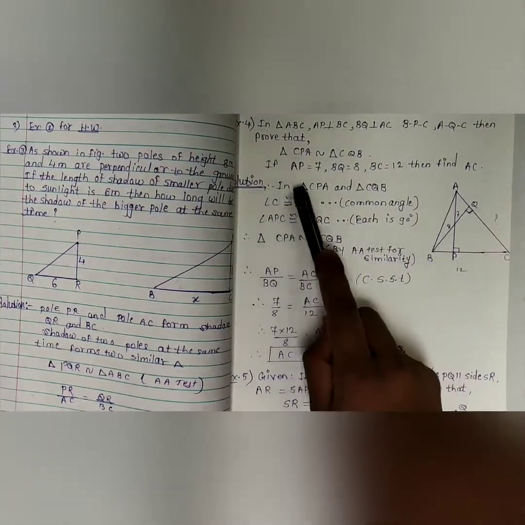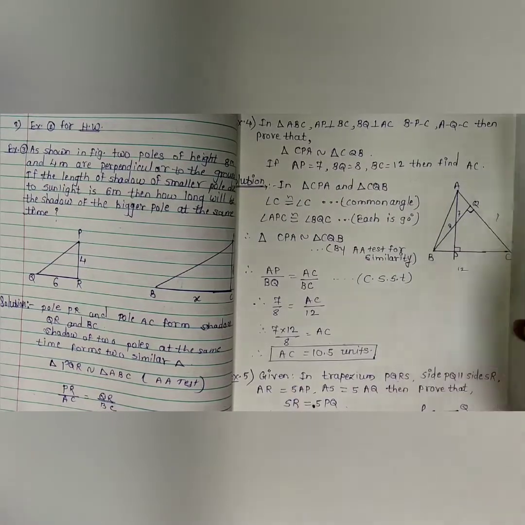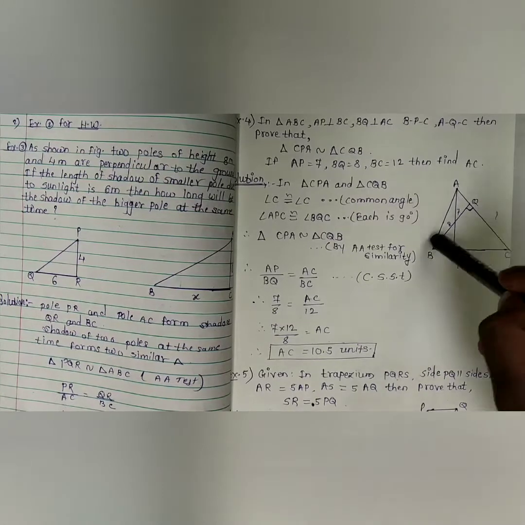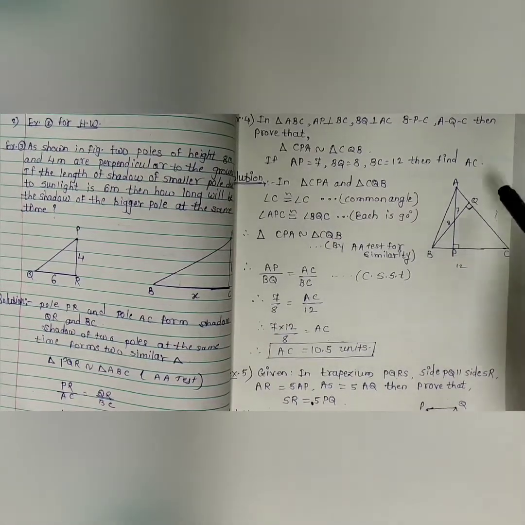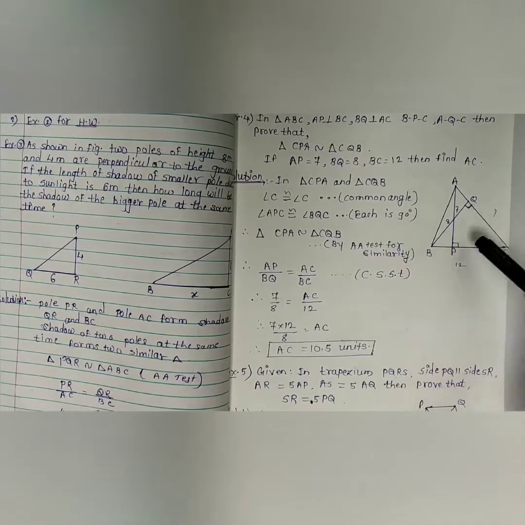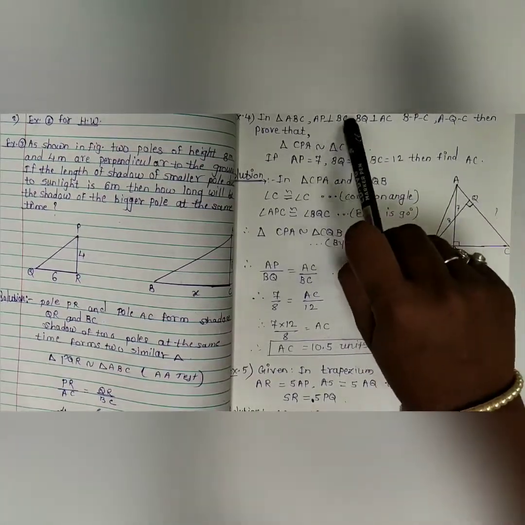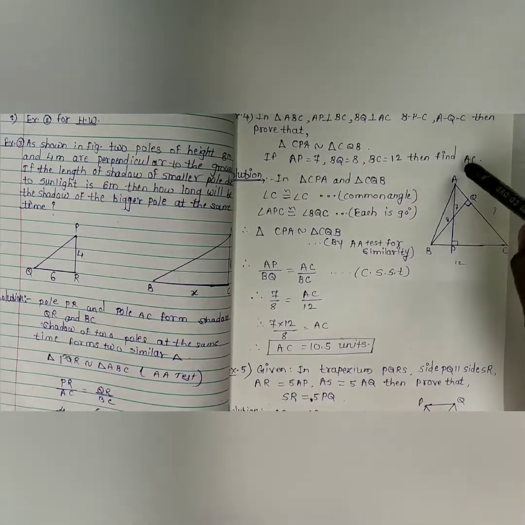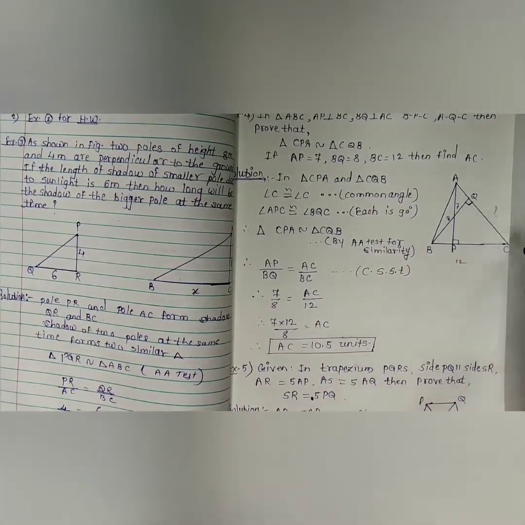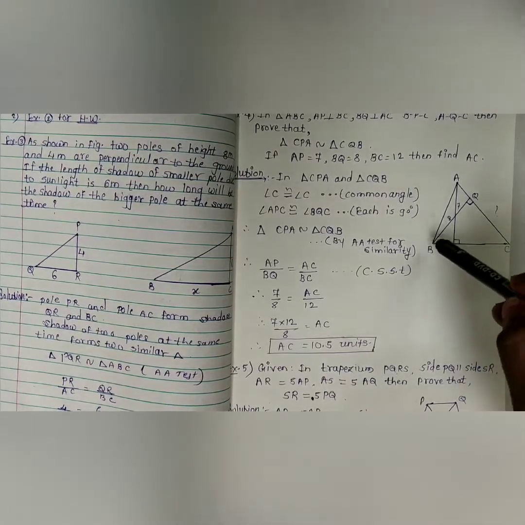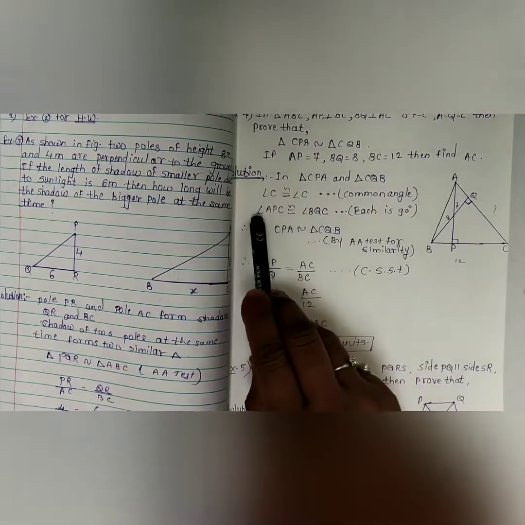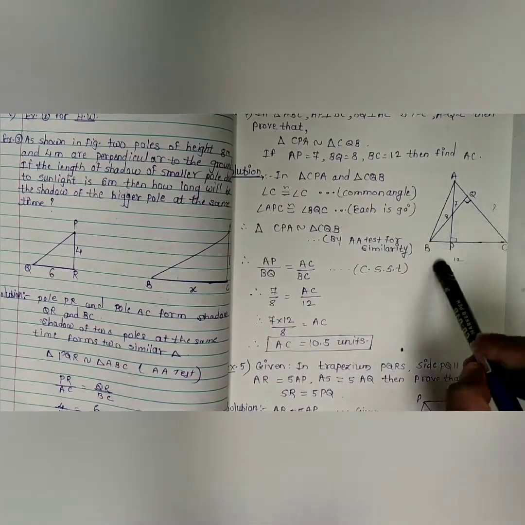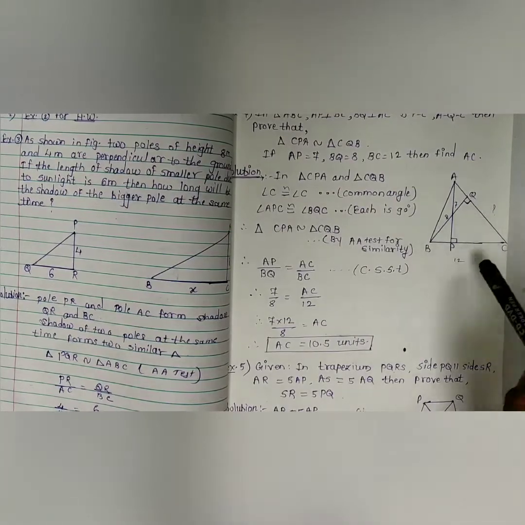Solution: in triangle CPA and triangle CQB. This is the figure, two triangles. First triangle is triangle CPA and second triangle is triangle CQB. In these two triangles, first, angle C is congruent to angle C because it is a common angle. Here it is given that AP is perpendicular to BC and BQ is perpendicular to AC. Therefore, the measure of angle APC is 90 degrees and the measure of angle BQC is also 90 degrees. Angle APC is congruent to angle BQC, each measuring 90 degrees.